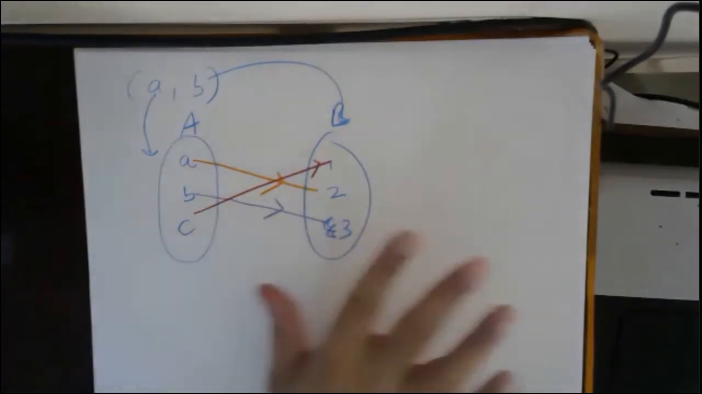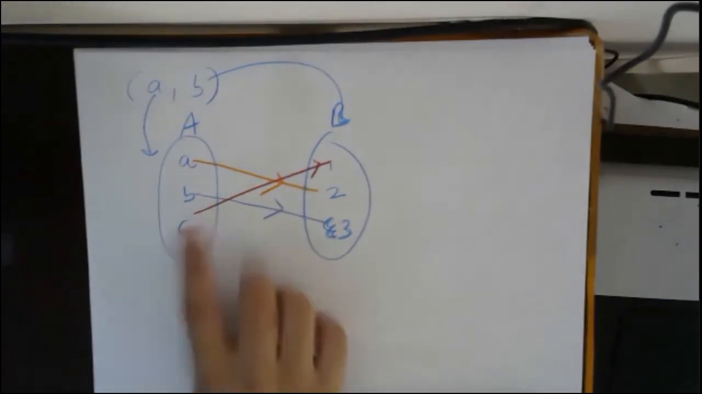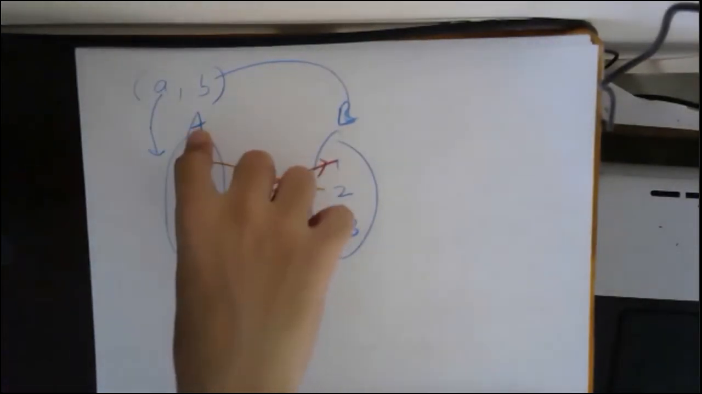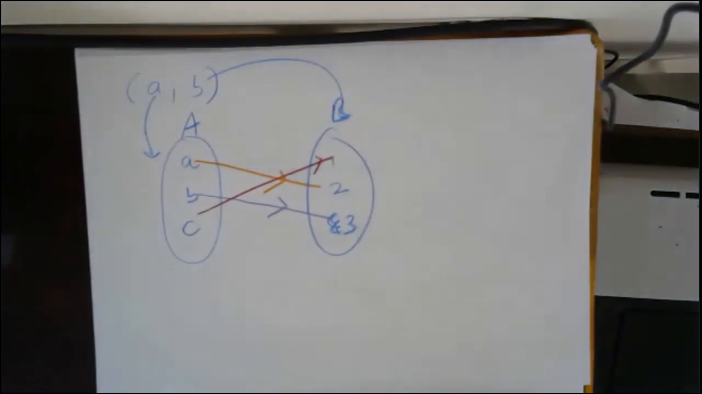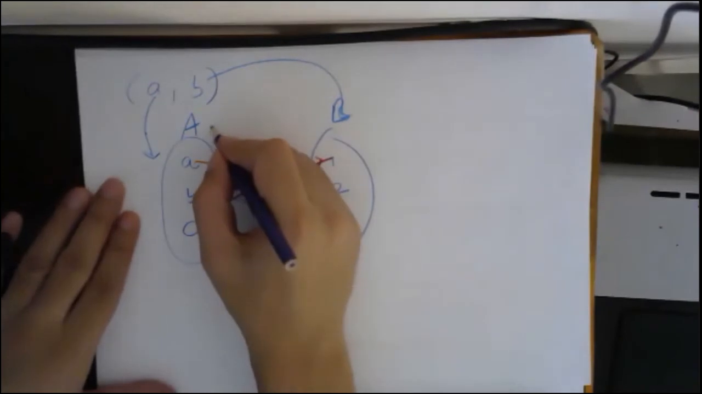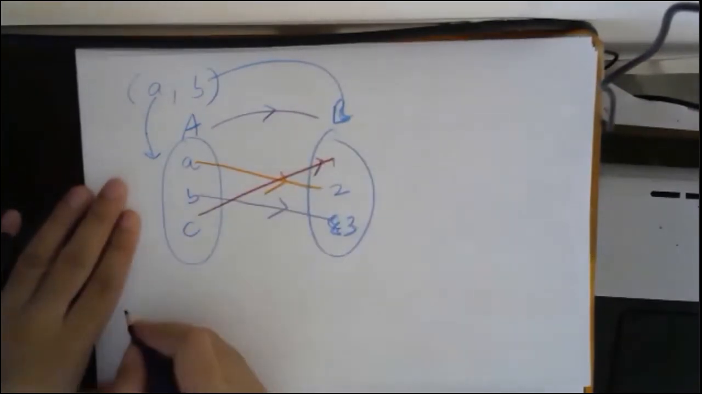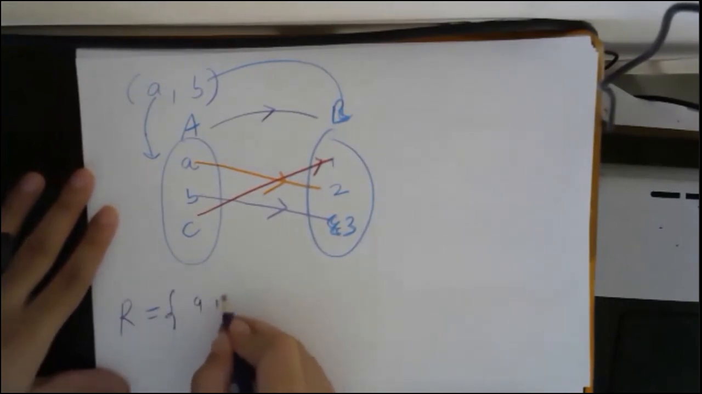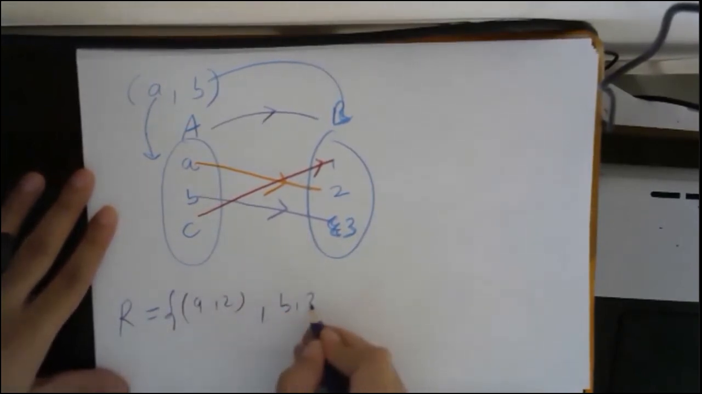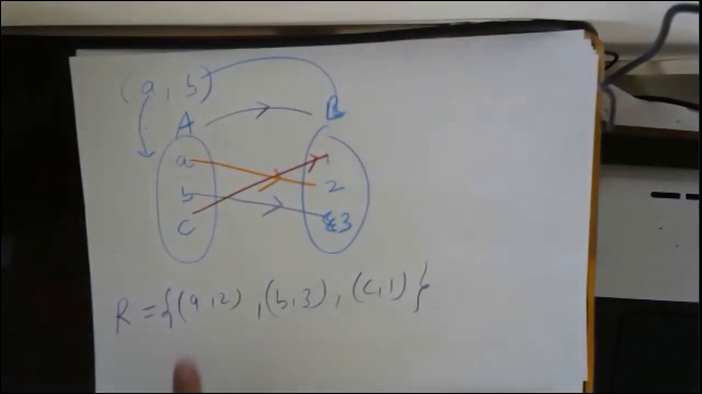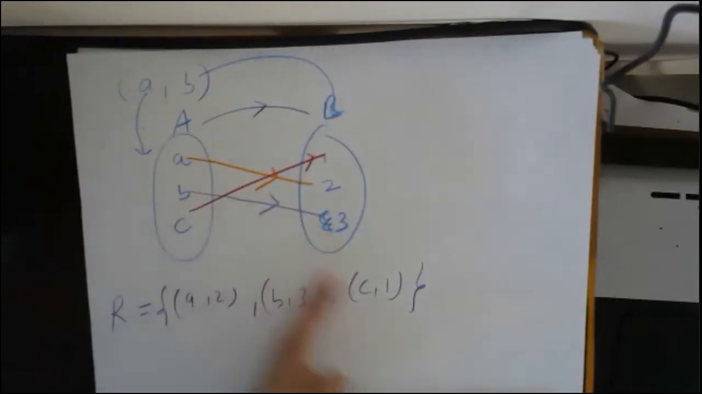Till here, there is no doubt, right? There were two sets, A and B, and elements of A are related with elements of B. If I write the relation, A is related to B, and the name of the relation is given as R, which contains (A, 2), (B, 3), and (C, 1). So this is a relation R.